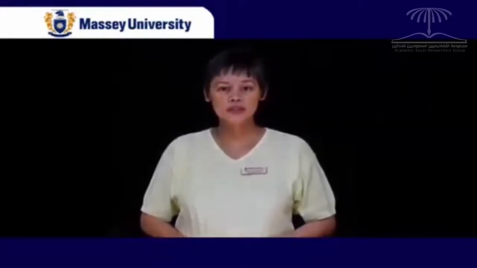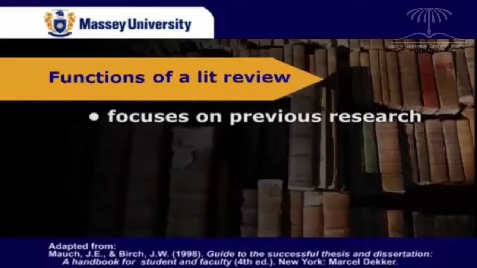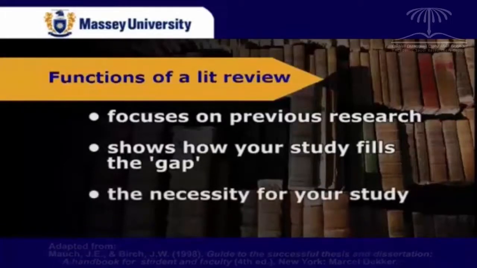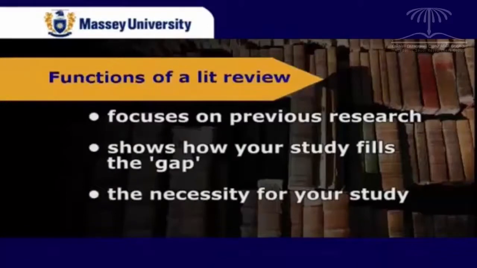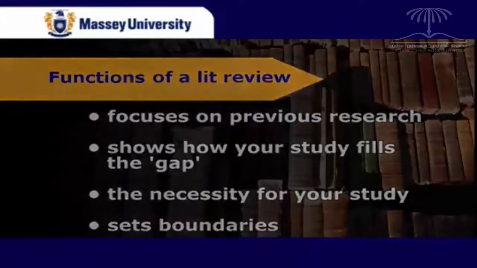What is a literature review? As the name implies, it is a review of all the literature done so far on your topic. It is usually written as a separate chapter in the thesis. There are four things a literature review sets out to do. It focuses on what has been researched before on your chosen topic. Then, it highlights how your study will fill the current research gap. Thirdly, it points out why it is necessary to conduct your research. And finally, it sets the boundaries for your study, also known as the delimitations of the study.